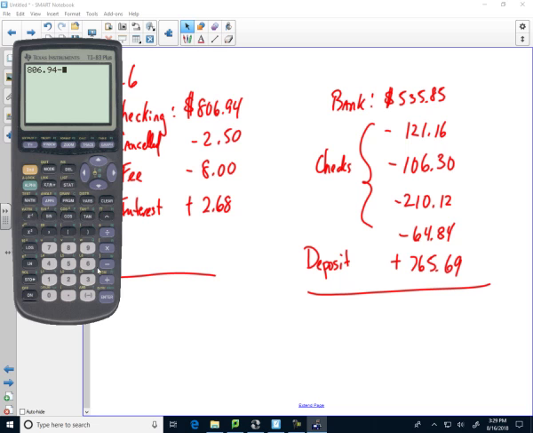806.94 minus 250 minus $8 oops, plus 268. Everything I like about these graphic calculators, it's easy to make a correction. So I got 799.12 on that side.